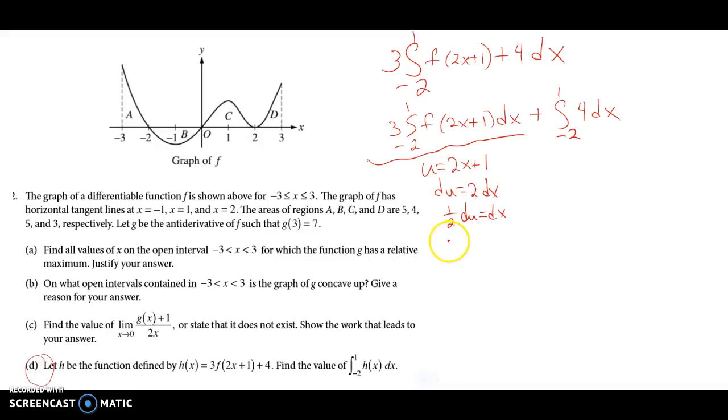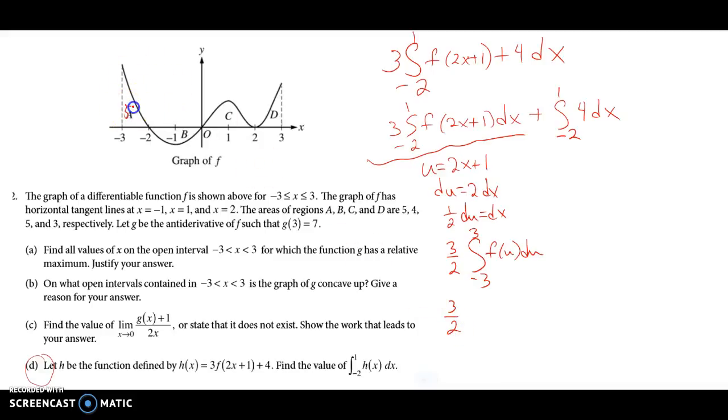So this, I'm just working on this part right now. So this will turn into 3/2 the antiderivative. I'm going to change these values of integration. When x is -2, u will be -3. And when x is 1, u will be 3. And that will be f of u du. So now I can evaluate this using the graph up here. It would be the area from -3 to 3. So it'll be 3/2.